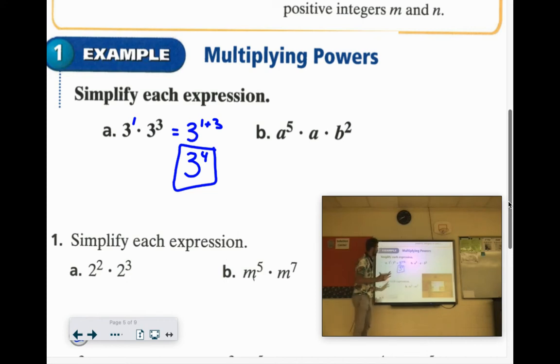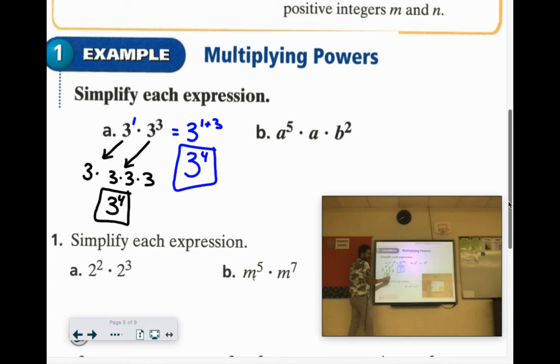It's not. Another way you can think of it is 3 times 3 to the 3rd would be 3 times 3 times 3 times 3. If you look, there's 4 3's in it. Right? And this all comes out to 81, which is 3 to the 4th power. But we're just simplifying with exponents there.